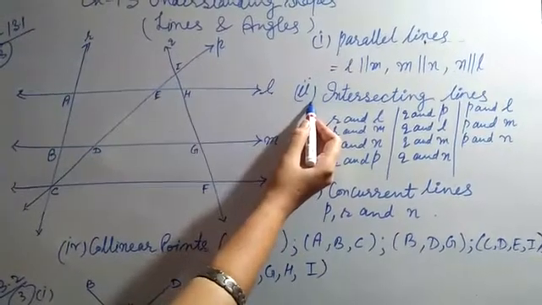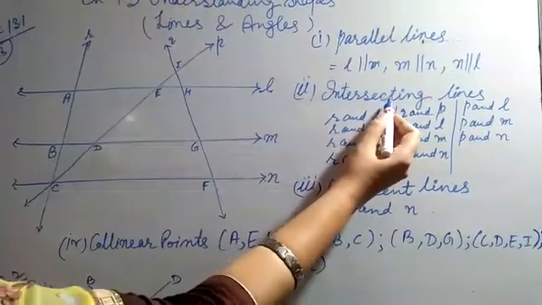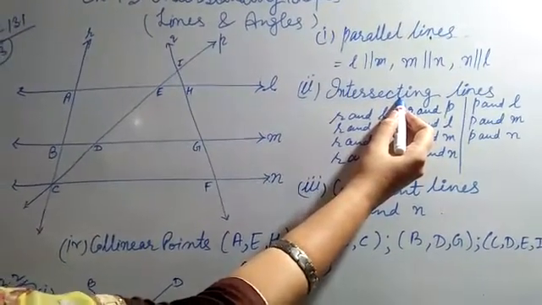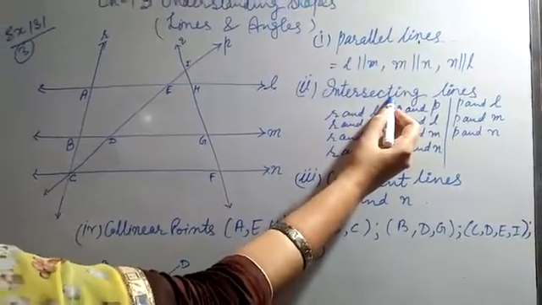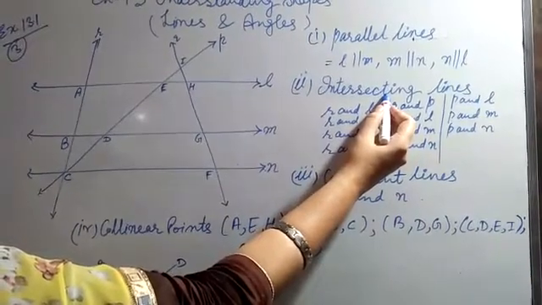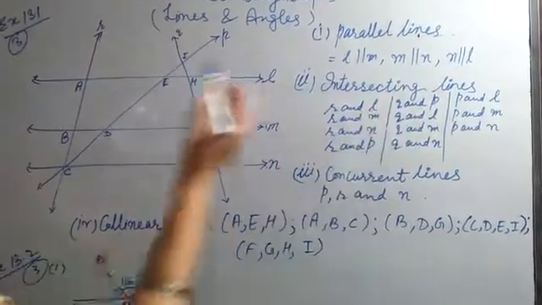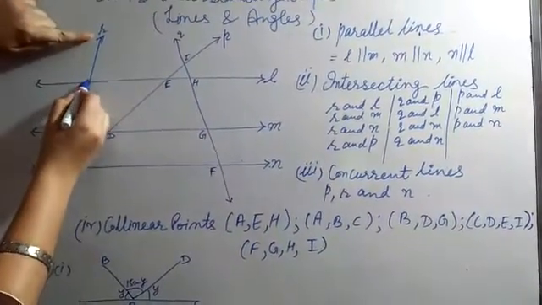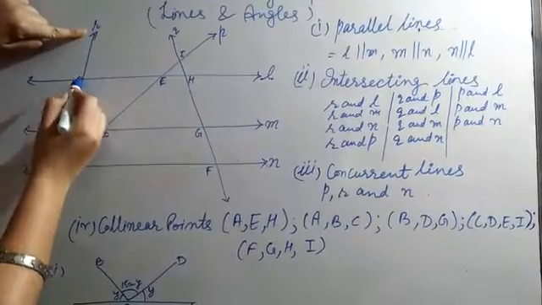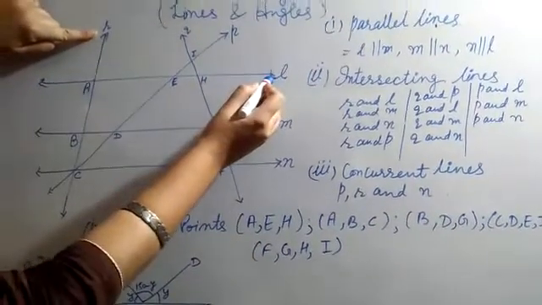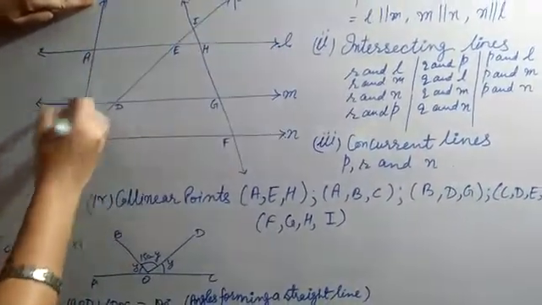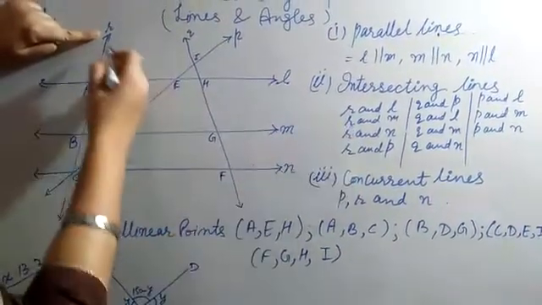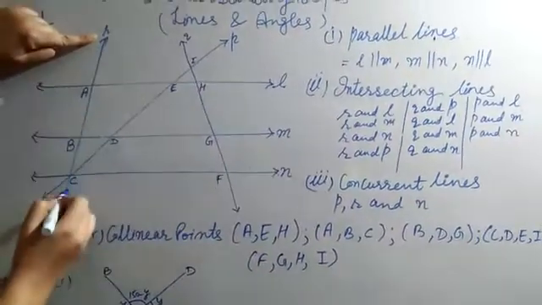Next, intersecting lines. Intersecting lines are those lines which cut each other, which intersect each other. Here we talk about 2 lines that cut each other, called intersecting lines. So let us start with R. R is a line that is cutting L at A. So R and L is a pair of intersecting lines. Same way, R intersects M. So our second pair is R and M. Same way, third, R is intersecting N.